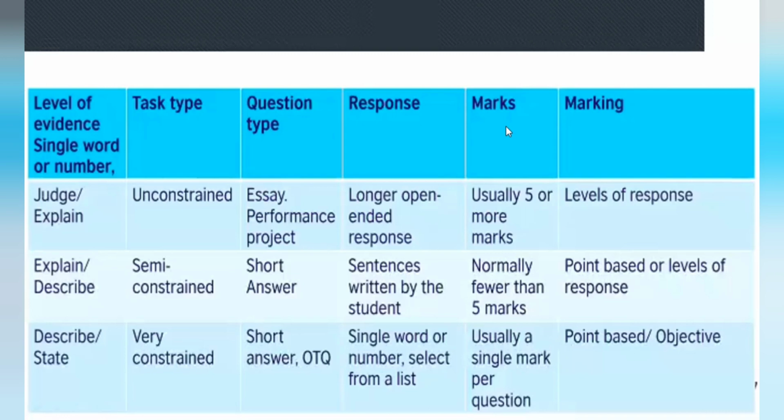Level of evidence, single word or number, task type, question type, response, marks, and marking. So now first, level of evidence which is shown by the child or by the responder. Judge or explain. This task type is unconstrained. Constrained, as I said, is going to limit to certain number of words. So unconstrained is not going to limit with the words. Like question type, you have essay, performance, project. Response will be longer, open-ended response, and marks will be usually 5 or more marks. Marking will be a level of response.